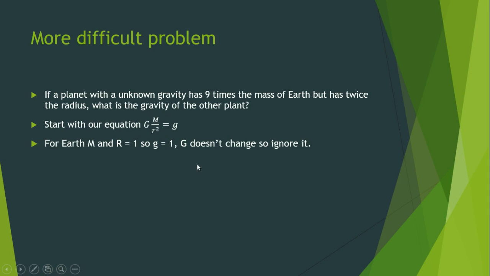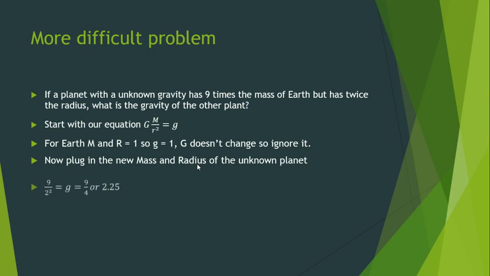So now we plug in what we know. We multiplied the mass times 9, so instead of putting 1 at the top, we're going to put a 9. And then now we need the new radius, and the new radius is 2, so we're going to put a 2 for R. So if we put in 9 at the top and 2 squared at the bottom, we get 9 over 4, or 2.25.